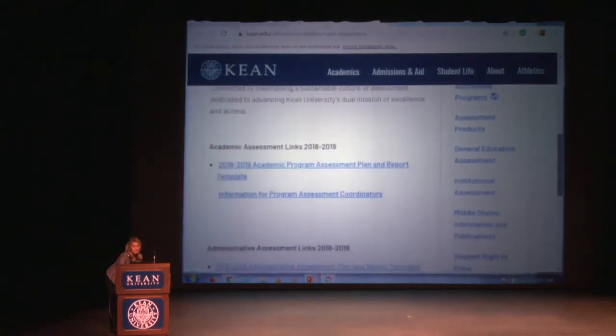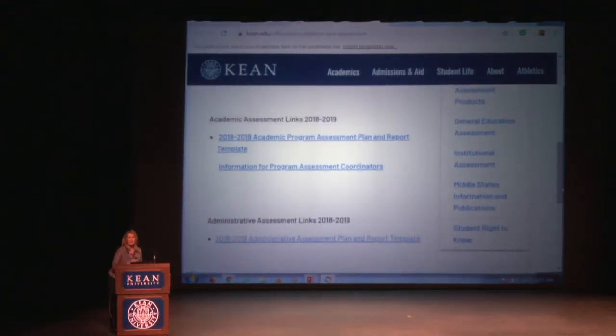I do have copies printed, but if you can take a moment, OAA has its own website, and on the very first landing page, you see there's Academic Assessment 2019, Program Assessment and Plan Report Template for the academic side of the house, information for program assessment coordinators.